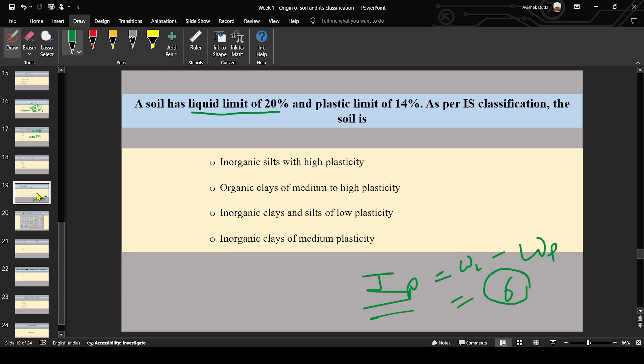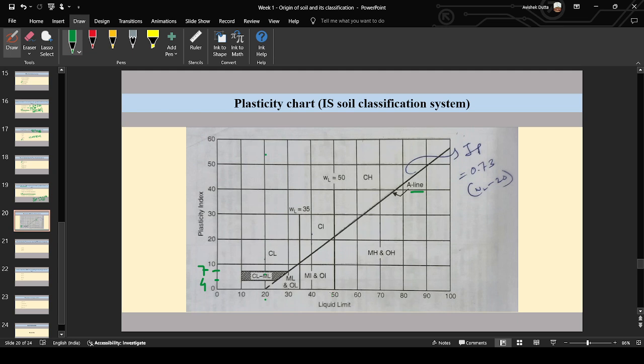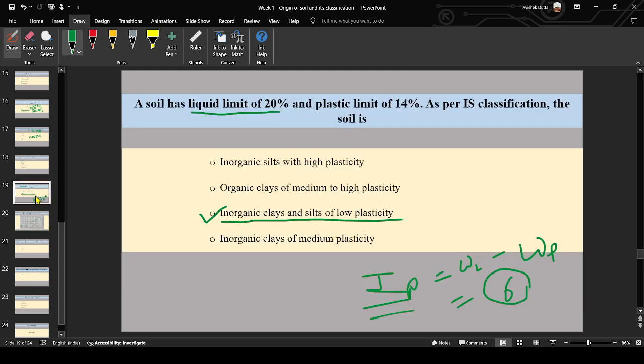So we can see now we have option number 3, inorganic clays and silts of low plasticity. Why inorganic? Plotting above the A line. Clay and silt, C and M is written, and low plasticity because L is written. So this is the right answer: inorganic clays and silts of low plasticity, because it is falling in the shaded region in the plasticity chart. So a soil having liquid limit 20 and plastic limit 14, as per the Indian soil classification, will be inorganic clays and silts of low plasticity.